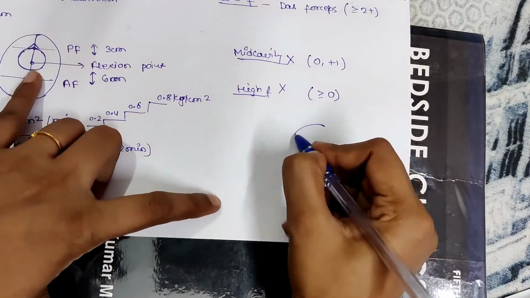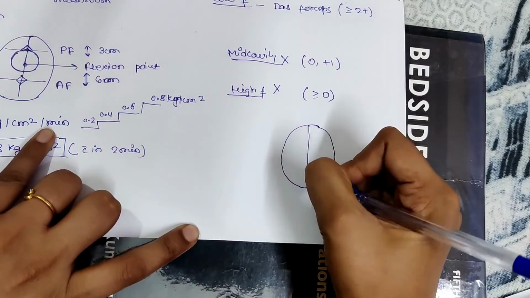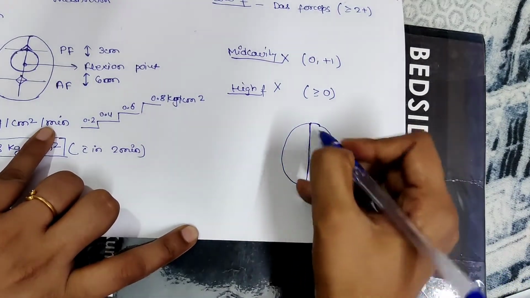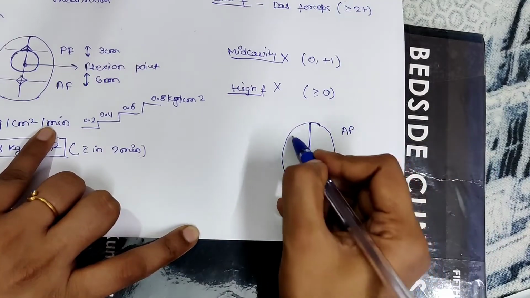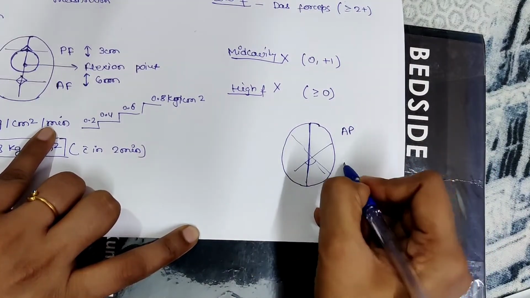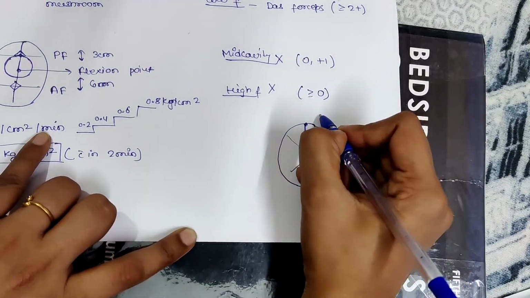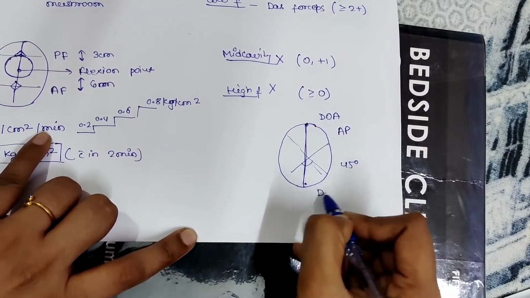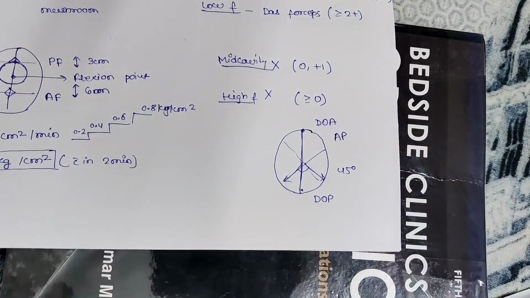That means this is the fetal skull, this is the sagittal suture. So sagittal suture should lie in anteroposterior diameter with deviation of not more than 45 degree. So the ideal favorable position should be direct occipito anterior, direct occipito posterior, or right oblique or left oblique.